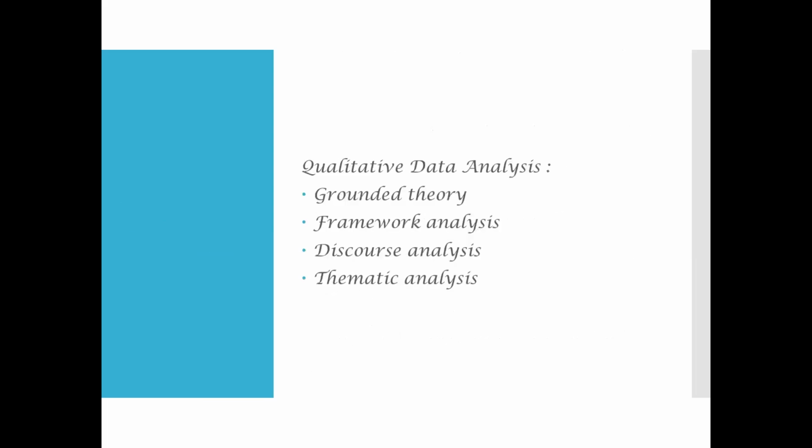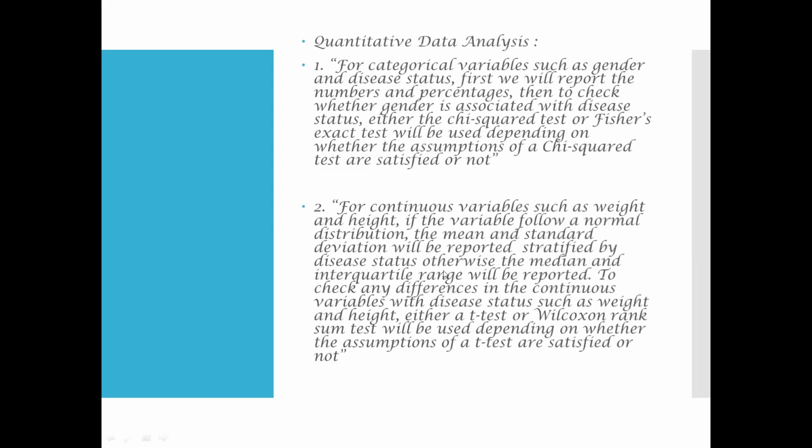Then for qualitative data analysis, we usually use grounded theory, framework analysis, discourse analysis, and thematic analysis. And thematic analysis is the most commonly used. So under quantitative, if you have categorical variables such as gender and disease status, first you'll have to report the numbers and the percentages. Then if you need to check whether gender is associated with disease status, use either the chi-squared or the Fisher's exact test. That will be used depending on whether the assumptions of a chi-square test are satisfied or not.